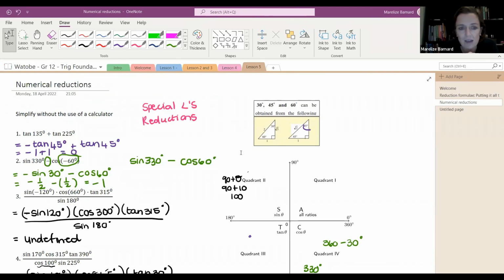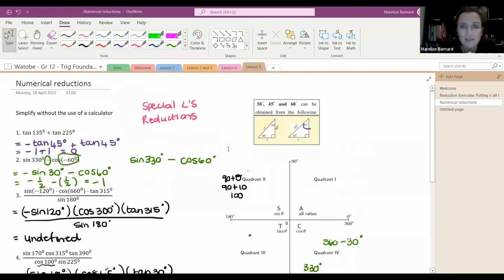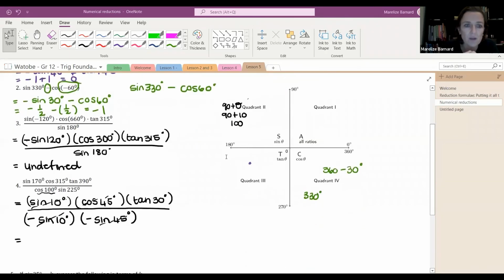Tan 30. So tan 30 is opposite over adjacent. So that's 1 over root 3 for tan. And some of you got that, which is excellent. 1 over root 3. Wonderful. I see some answers in the chat. That's the same as mine. Wonderful. Excellent. Well done, guys.